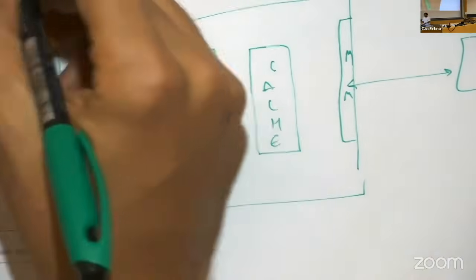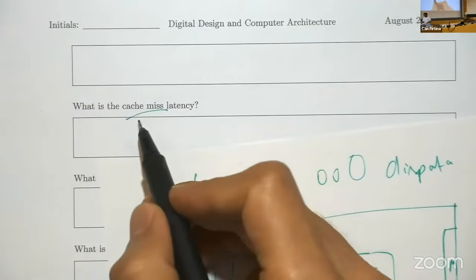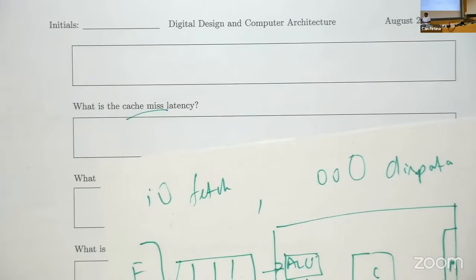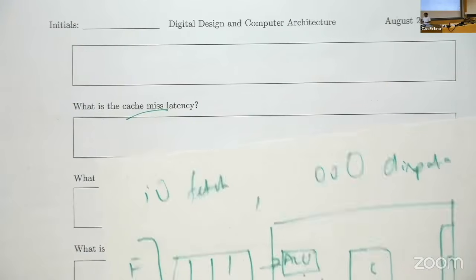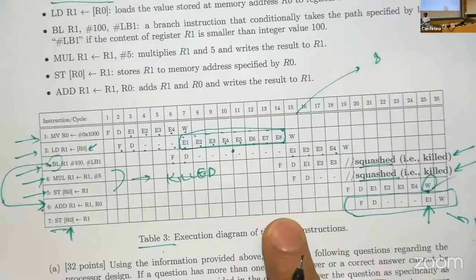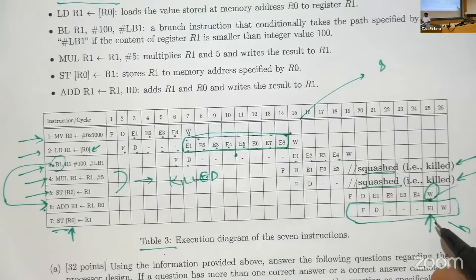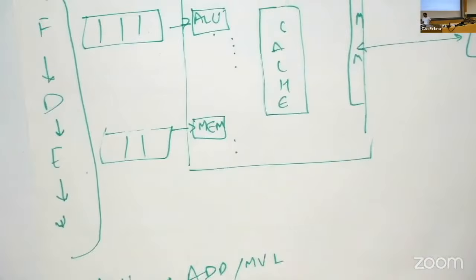What is the cache miss latency? This is quite similar. I just saw it, right? So if my cache hit latency was 1 cycle, then the other one must be the cache miss, because that is what was loading the data into the cache. So that should be 8 cycles, as we saw in this execution diagram. This was a cache miss, and this was a cache hit.